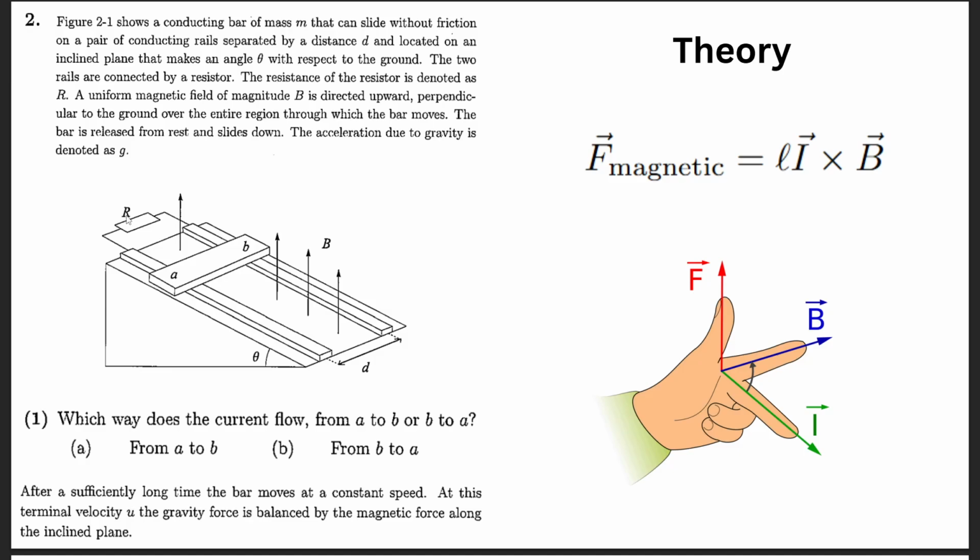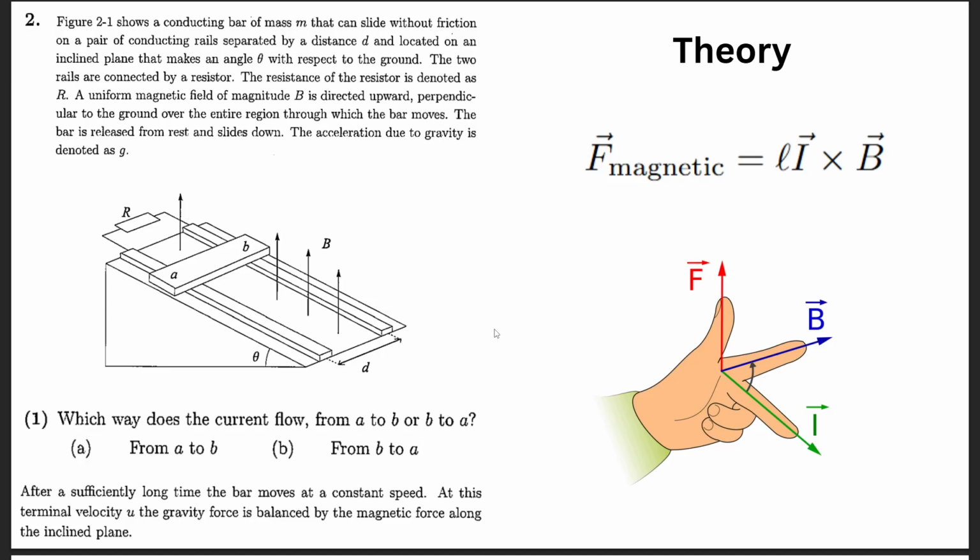A uniform magnetic field of magnitude B is directed upward, perpendicular to the ground, over the entire region through which the bar moves. The bar is released from rest and slides down. The acceleration due to gravity is denoted as g. So number 1 is which way does the current flow, from A to B or B to A?